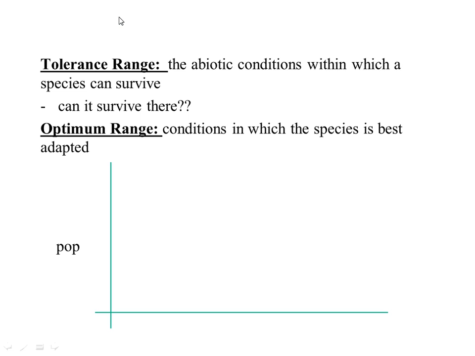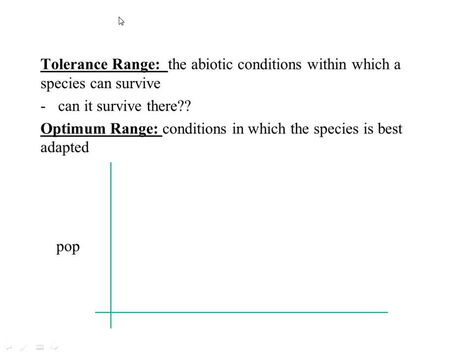Okay, so that is a sketch of a graph. The POP stands for population, all right? And what I'm talking about here are conditions in an ecosystem. It could be temperature. Is it too hot? Is it too cold? It could be, for, say, an aquatic ecosystem, is it salt water or is it fresh water? And that's called salinity. Is it too saline? Is there too much salt in it?